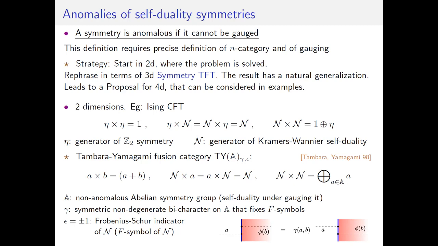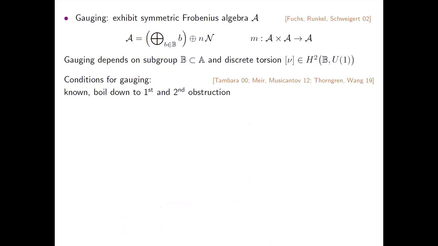So now the strategy is the following. As I said, one asks, okay, can we perform a gauging that involves this non-invertible defect? Because of lack of time, let me cut the details. However, this problem has been solved, and there are some conditions for the gauging that involve which subgroup of the invertible symmetry is also involved in the gauging, say some subgroup B, and which discrete torsion is used to gauge it. And there are some obstructions that have been written down that I will call the first and the second obstruction.